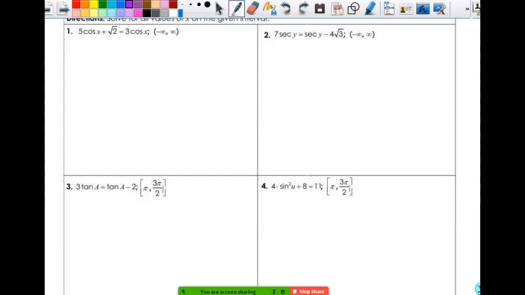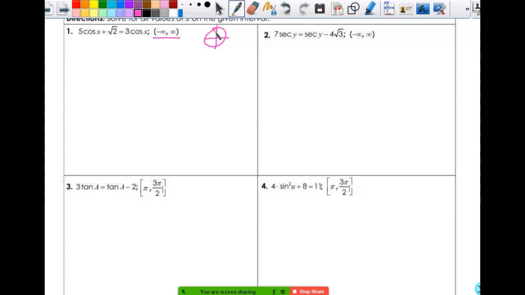It says to solve for the values of x on the given interval. So my interval is from negative infinity to infinity here. So I need to think around the entire circle, so I could have 4 answers because I could get 1 from each quadrant or whatever, but I need to think around the circle, and I'm going to just go from negative infinity to infinity.